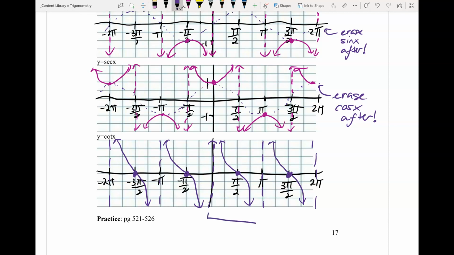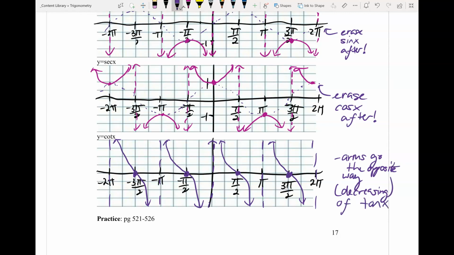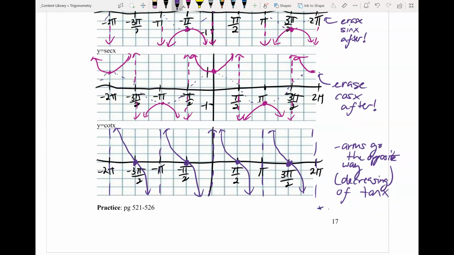And again, our period here is going to be a length of pi. If you just take a look at from 0 to pi, that is 1 full period, and then it repeats after that. So that is your y equals cotangent x. If you want to compare to the tan x, think of this: arms go the opposite way. In other words, they're decreasing, or it looks like it's decreasing. And also asymptotes are moved over.